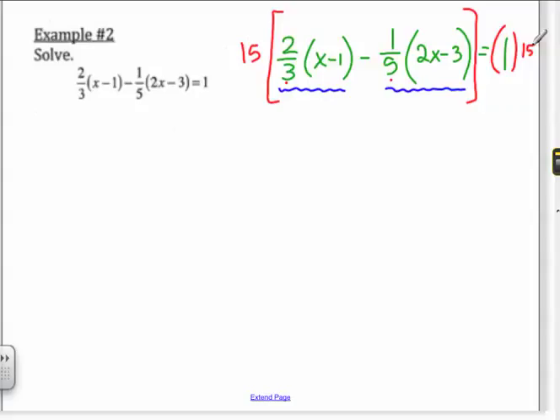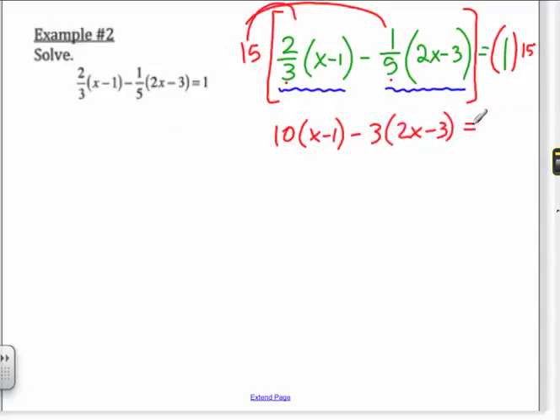Okay? So when I distribute this 15, I'm just going to multiply it by this fraction. Right? I don't distribute it into these parentheses because that's three things being multiplied. It doesn't get multiplied by the 2/3 and multiplied by the x minus 1. This is just one term. So the 15 and the 3 cancel, and it gives me 5 times 2 is 10 times x minus 1. Everybody see that? When I distribute it to this one, the 5 and the 15 cancel, and it becomes 3 times 1. So it's minus 3 times 2x minus 3 is equal to 15.